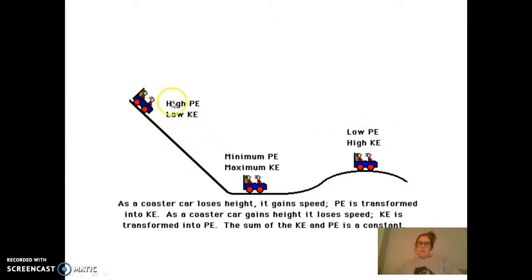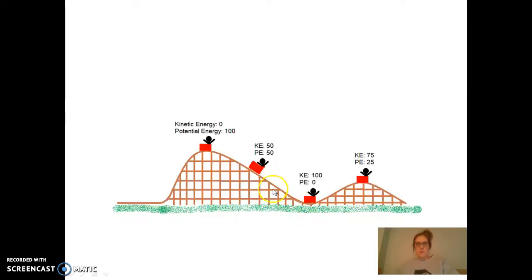So again, up at the top of the roller coaster, you have a lot of potential, not a lot of kinetic. Then you start to go faster, and your potential changes into kinetic, and so on and so forth. You can read that explanation at the bottom. If you want to find your total energy, which we consider mechanical energy, then you would add these two things together. So in this situation, our total energy would be 100 joules, because 100 plus 0 is 100, and it stays 100 throughout the entire system.